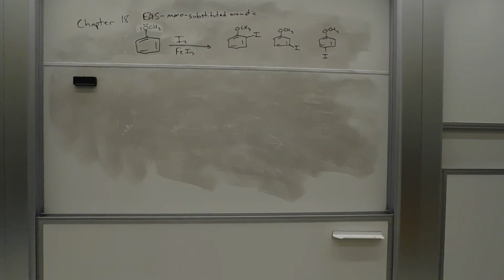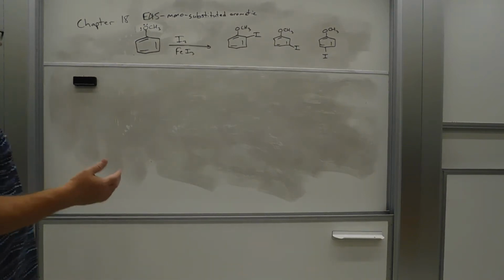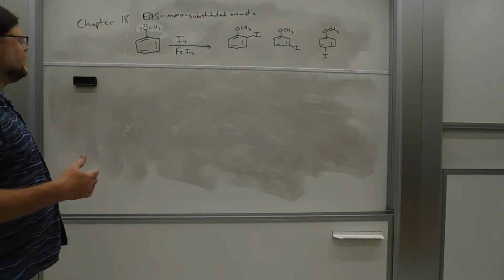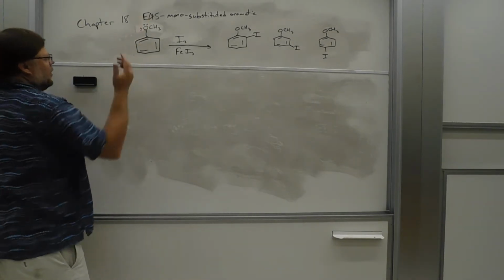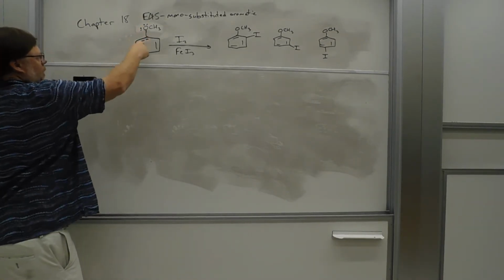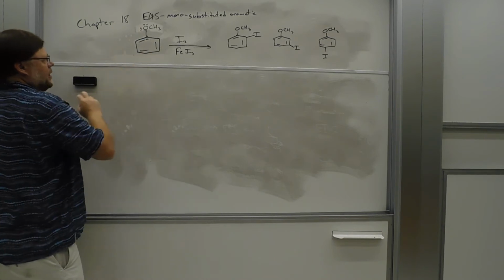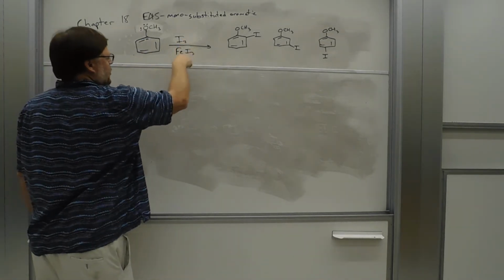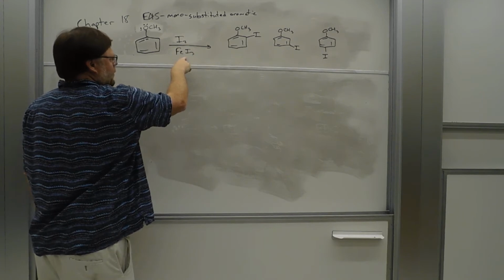All right, still talking about electrophilic aromatic substitution on a monosubstituted benzene. So here we have anisole. A methoxy group bonded to a benzene, and we're going to iodinate it. So I2 and iron iodide.